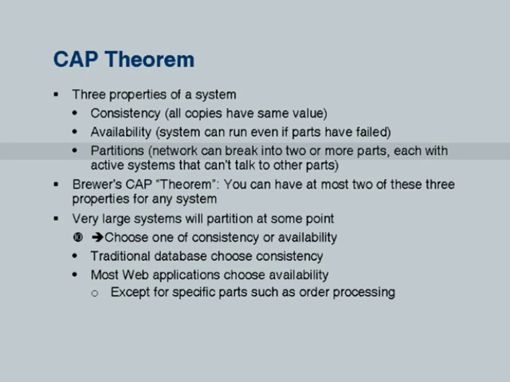What does this mean? A database chooses consistency. That's required for traditional database applications. So, what this means is, if there is a partition, the system cannot work. It will block. At least for some parts of the data, the system cannot do any work, and a user will be told, sorry, your data is not available. But for many businesses, this is a disaster.